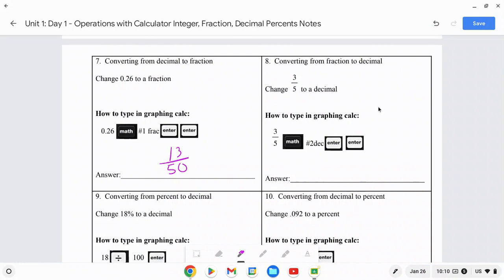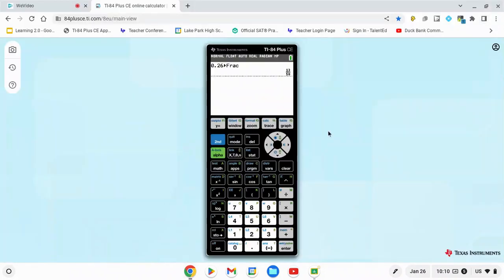We can also do the reverse. So we can convert a fraction into a decimal. So if we look at number 8, going back to the calculator, I'm going to clear this out. And then I need to type in the fraction 3 over 5. So remember to type in a fraction, you click alpha and then y equals and then enter. And then I'm going to type in 3 and then hit the down arrow, 5. And then I'm going to hit the right-hand arrow just to get out of the fraction.